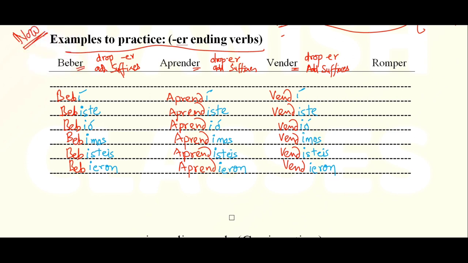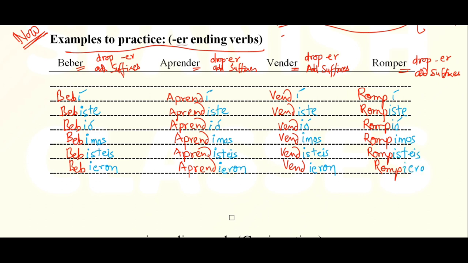The last verb is romper. Romper means to break. ER ending verb. Drop ER and add suffixes. What are those? Root word is romp. Six times we'll write romp, romp, romp, romp. And last, romp. Why six? Three for singular and three for plural. Now, we'll write suffix in blue. Rompí, rompiste, rompió, accent on first and third person singular. Rompimos, rompisteis, rompieron. So these are the conjugations of the verbs given.